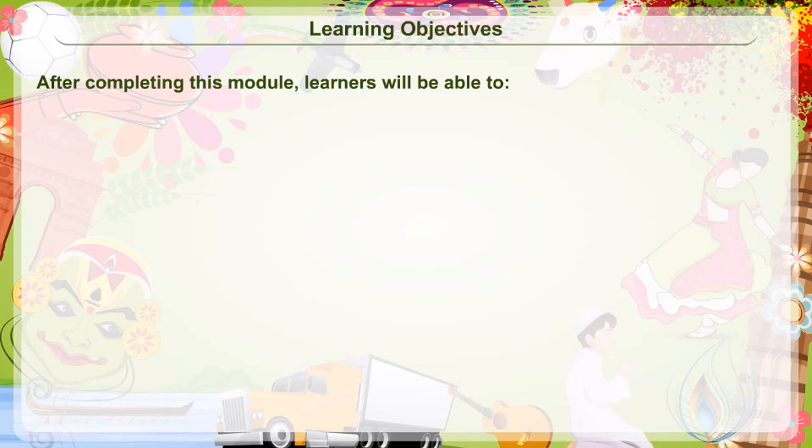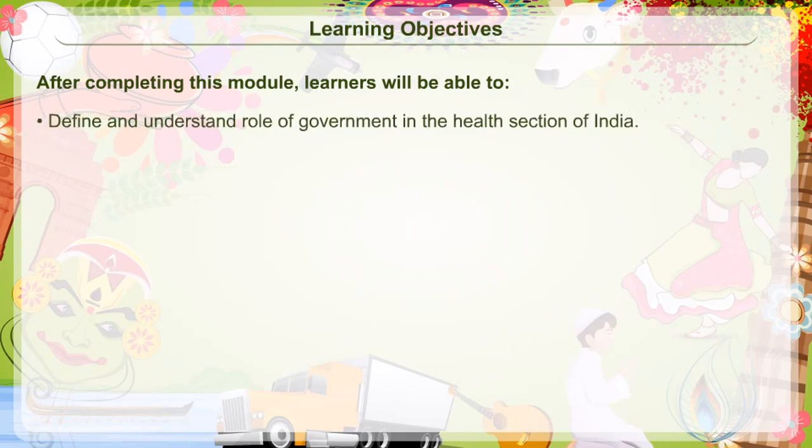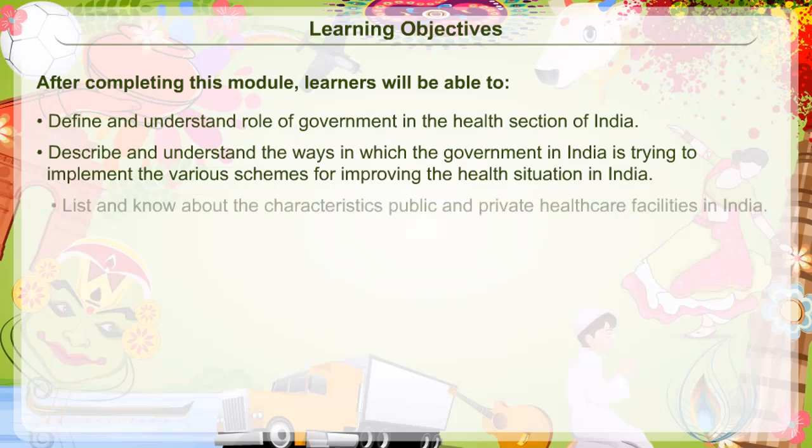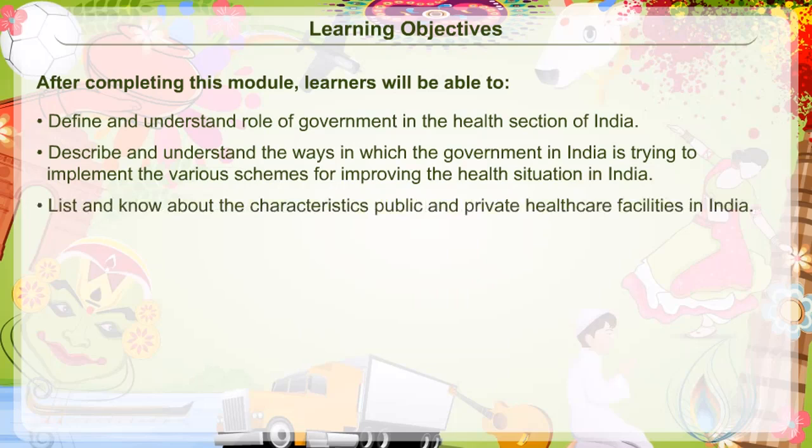Learning objectives. After completing this module, learners will be able to define and understand the role of government in the health sector of India. Describe and understand the ways in which the government in India is trying to implement the various schemes for improving the health situation in India. List and know about the characteristics of public and private healthcare facilities in India.